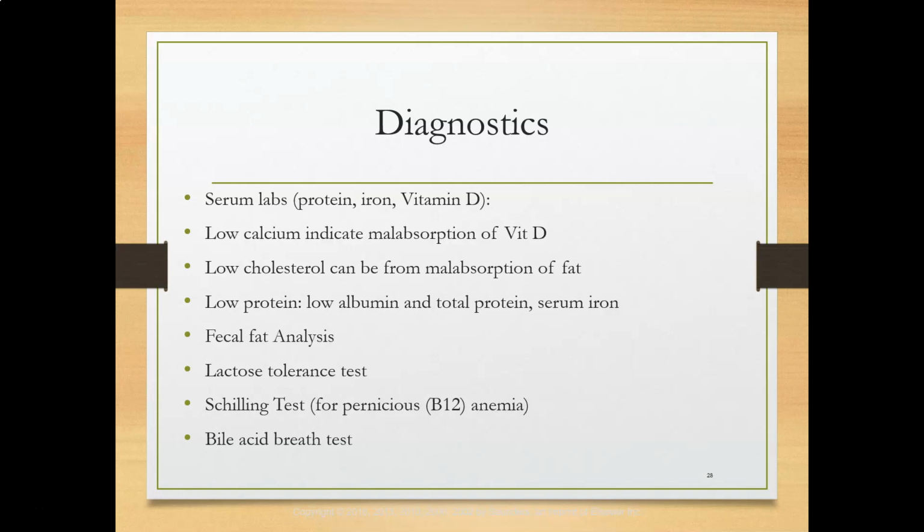You want to do the Schilling's test looking for pernicious anemia, which is vitamin B12. And they'll do the bile acid breath test as well to look to see if they are having too much bile. Bile acid breath test assesses for the absorption of bile salts. Okay.